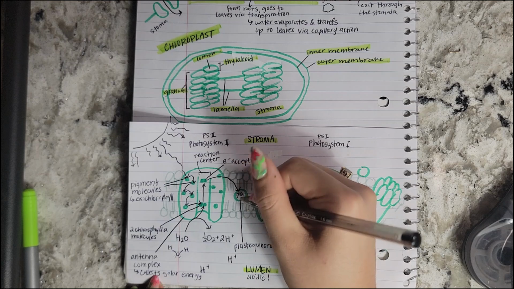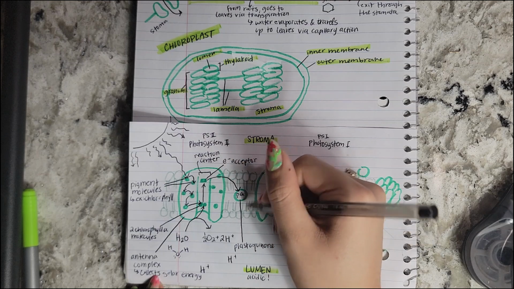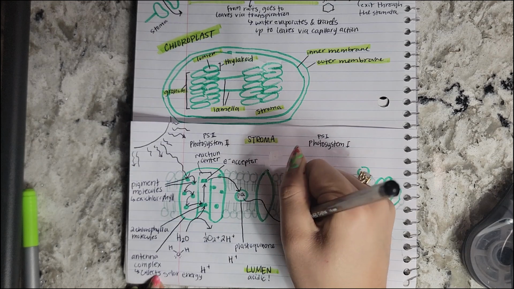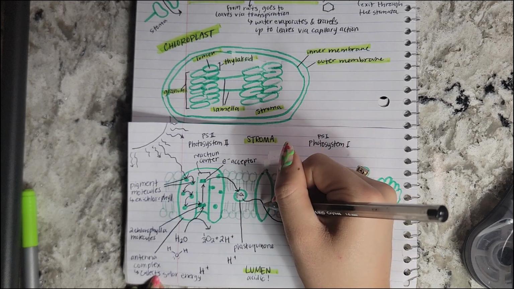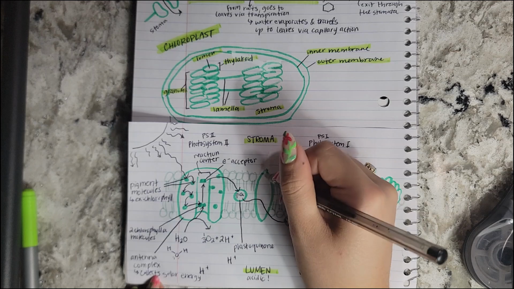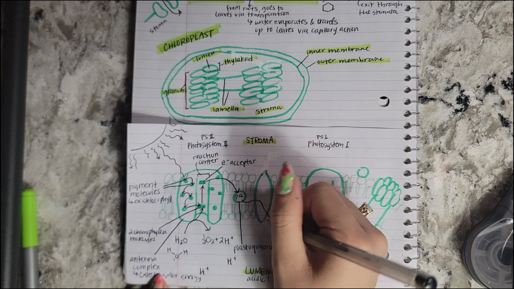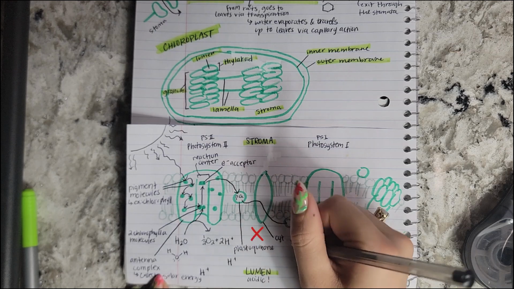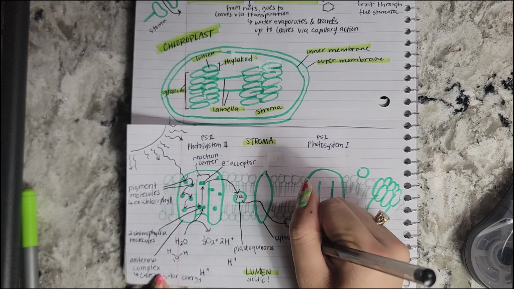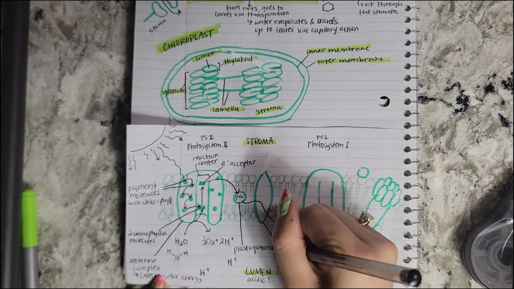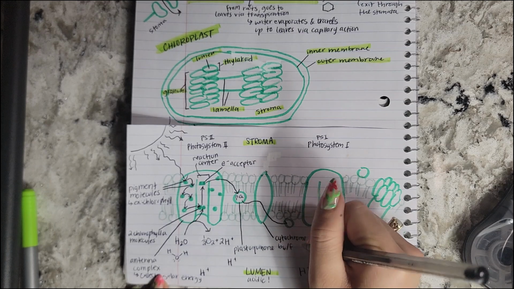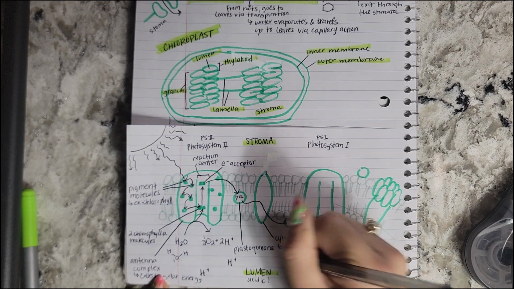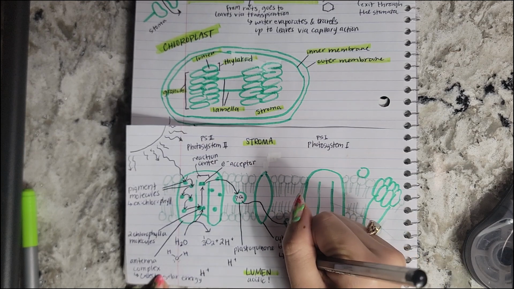So the electrons will go through plastoquinone. You don't really have to know what it does. It just does. Okay. There's a lot of things where it's like, it just does that. Okay. And it'll go through the cytochrome B6/F complex. That's this thing. We'll label it over here. Not right here. Don't label it over here, and I'll show you why. So this is the cytochrome B6/F complex. And this thing is a proton pump.